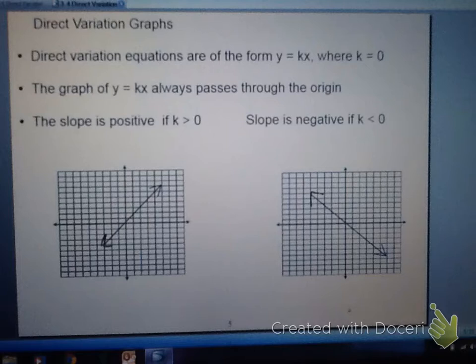Okay, this is a typo right here. K cannot equal 0. K cannot equal 0, so it should have a line through it. I apologize for that. K can never equal 0.